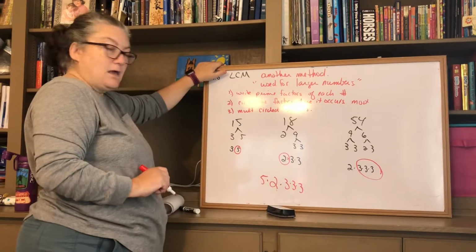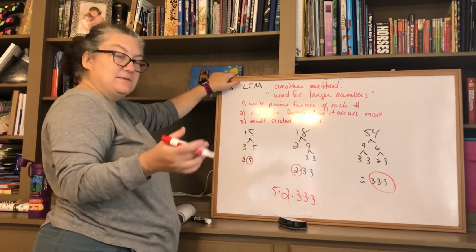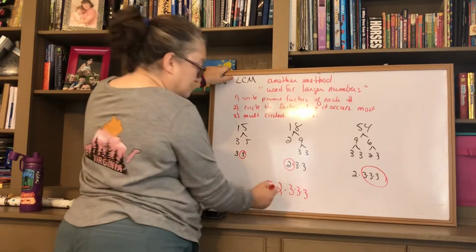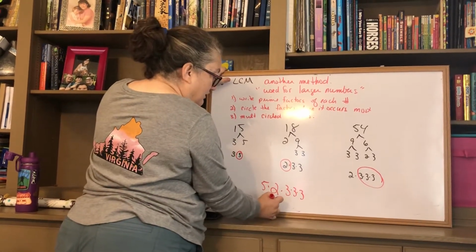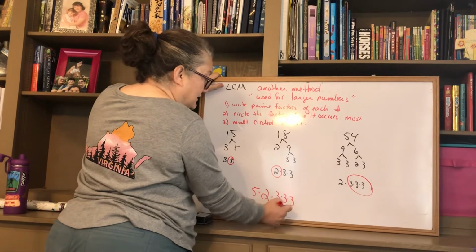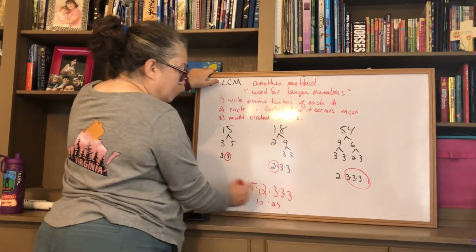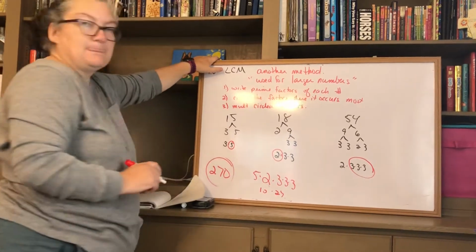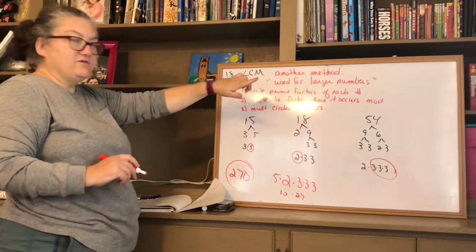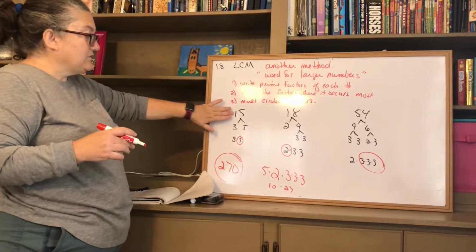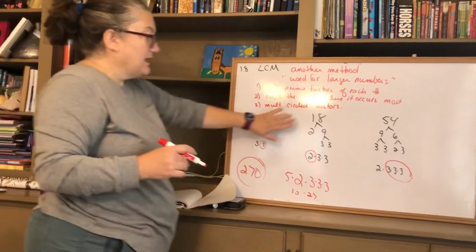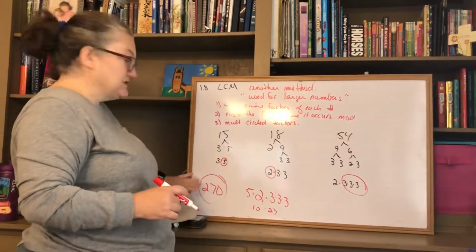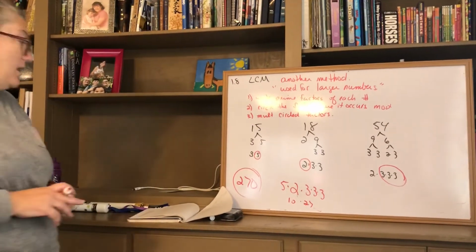Okay, so then I can multiply them. It does not matter what order you multiply these in. So this is 10, and I know that 3 times 3 is 9, and 9 times 3 is 27. 10 times 27 would be 270, which is our LCM of the numbers 15, 18, and 54. Now to remind you, that means 15 times something is 270, 18 times something is 270, and 54 times something is 270.